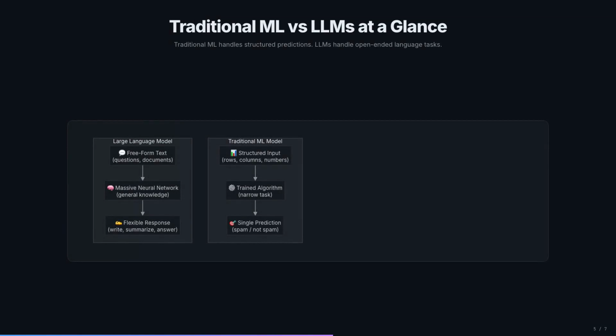Let us put this visually. On the left, a traditional ML model takes structured input, runs it through a trained algorithm, and outputs a single prediction. On the right, an LLM takes free form text, processes it through a massive neural network, and outputs flexible, human like responses. Same broad category of AI, very different design and purpose.